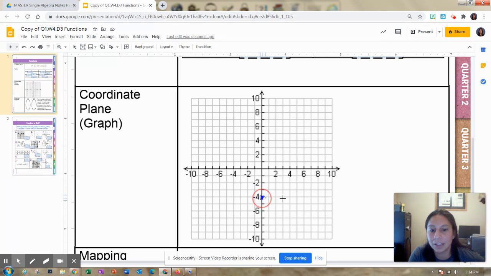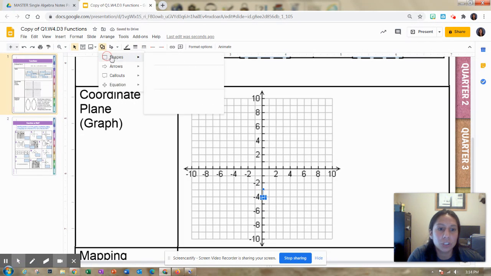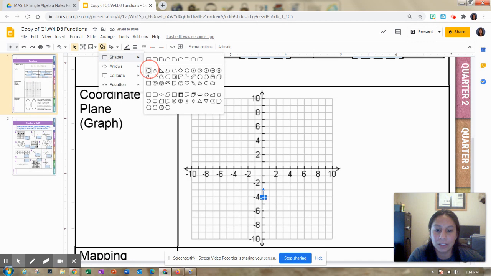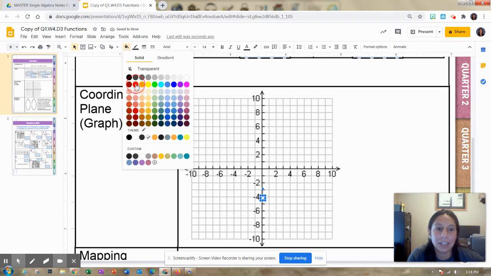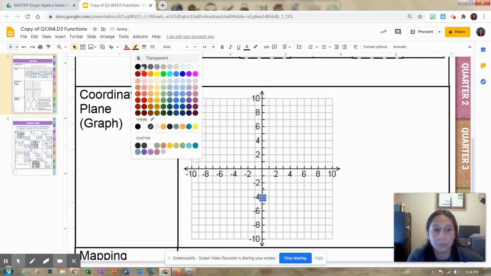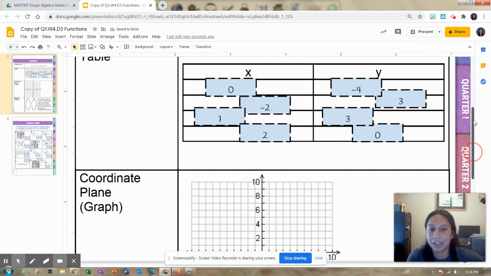Another way you can do this is you can go to your shapes and click a circle, and you can put a circle right there on top. Once you put your circle, you might want to fill it in and make it a certain color, red or whatever color you choose. You can do that as well. Okay, so we have a point at (0, -4).